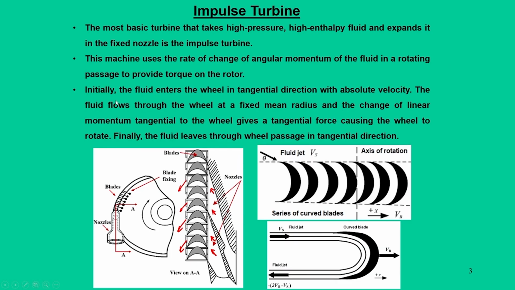Initially the fluid enters this rotor in the tangential direction with absolute velocity. The fluid flows through this rotor at a fixed mean radius, and the change in the linear momentum tangential to this wheel or rotor gives the tangential force. So, these wheels continuously rotate as long as they receive steam from the nozzles, and finally the fluid leaves this wheel in the tangential direction.